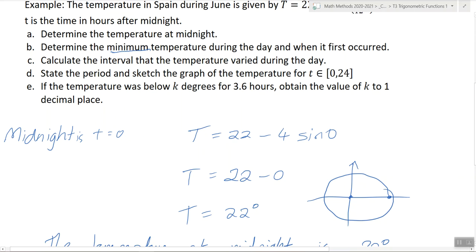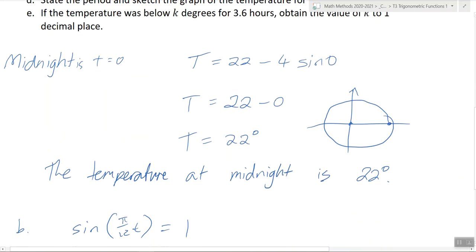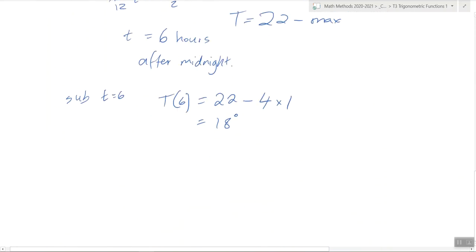Calculate the interval that the temperature varied during the day. So we're now finding the variation of the temperature. We found the minimum, we also need the maximum. So now we're minusing the least amount. What's the least amount of sine on the unit circle? Maximum was 1, so minimum is -1. So we want this equal to -1.